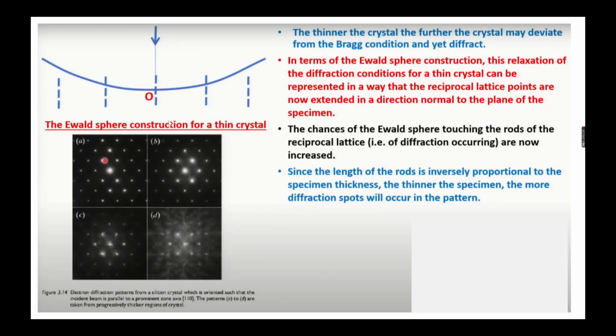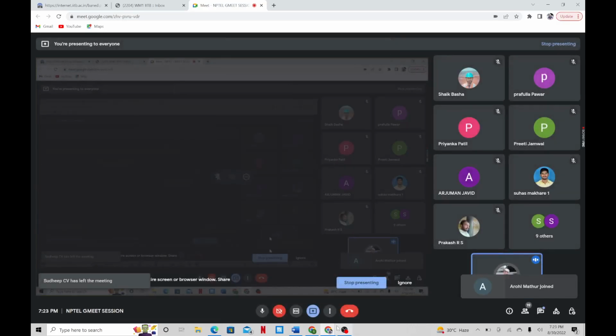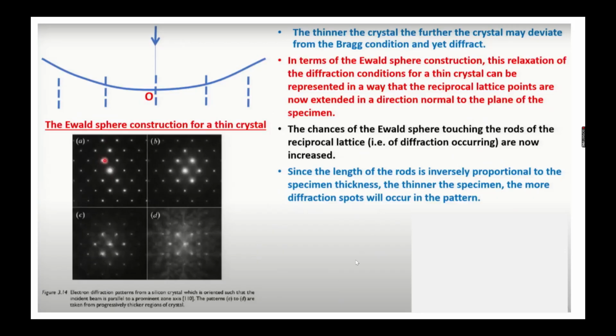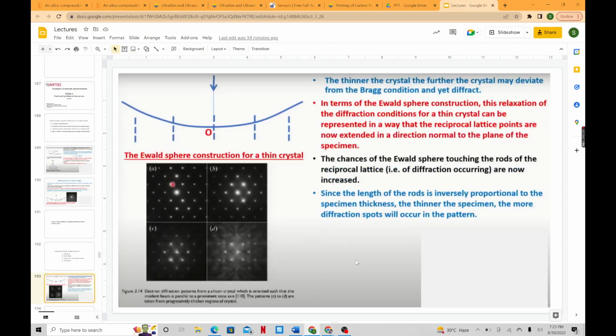Since your material is thin, this sphere will touch the maximum number of reciprocal lattice points, and they will be in the shape of a rod, or in 3D, in the shape of a cylinder. The length of the rod is inversely proportional to the specimen thickness. So if your specimen is thinner, you will get more diffracted spots.